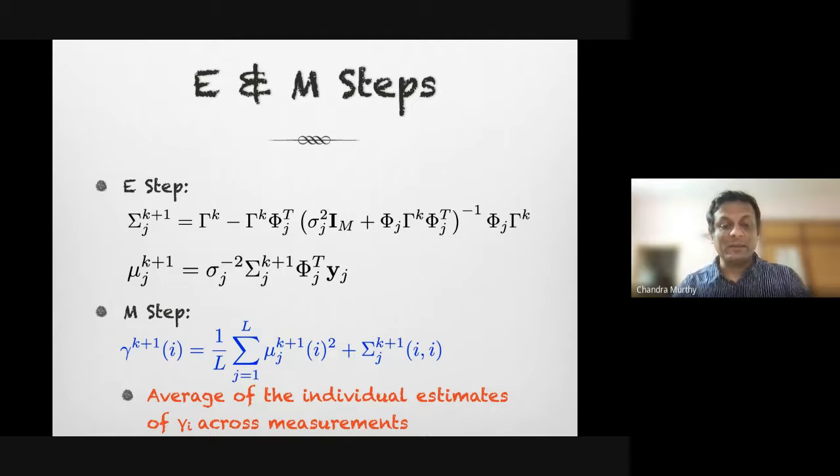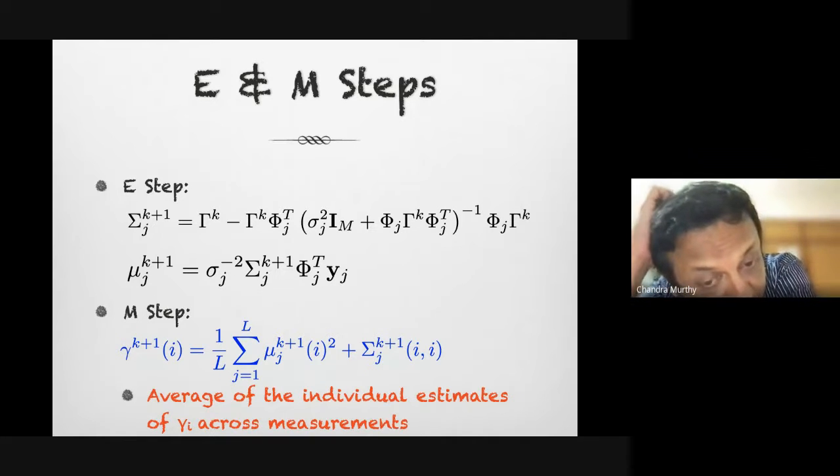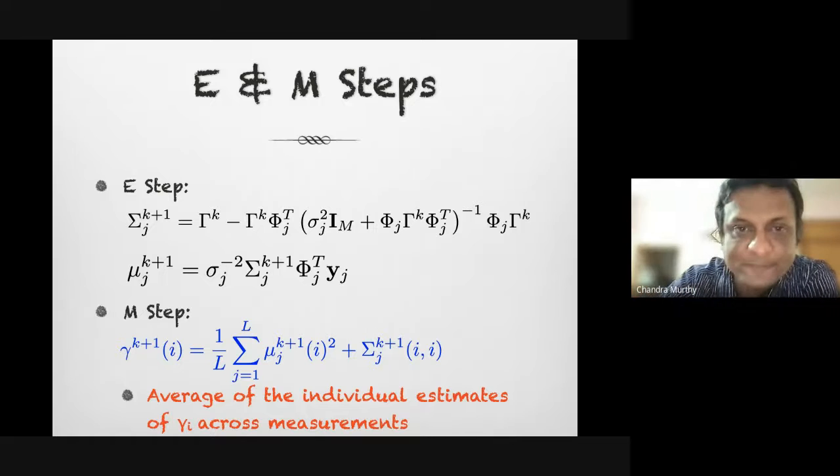So earlier, I did not have this 1 over L sigma j going from 1 to L. That part was not there. I was just updating gamma to be mu i squared plus sigma ii. But now I update it using this formula, which averages the gamma across all the L measurements. So the overall structure of the algorithm and its complexity is very similar to what we had earlier, except that the M step is slightly different.